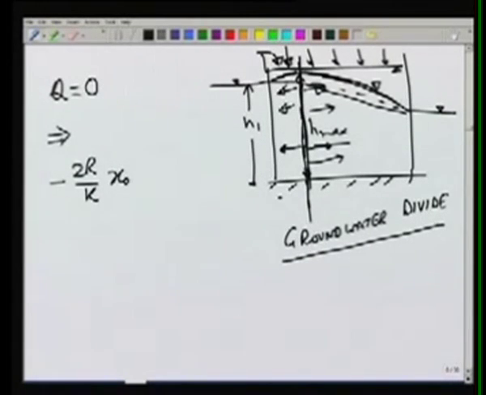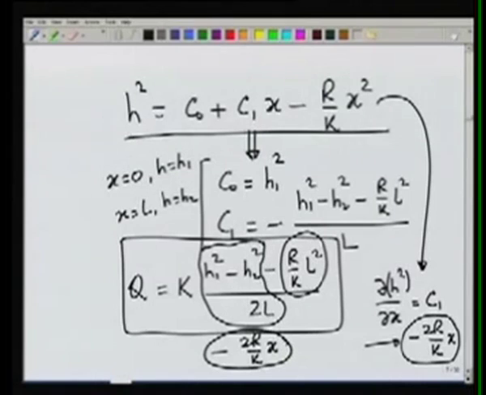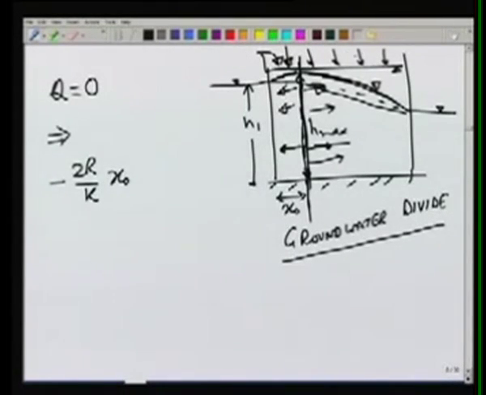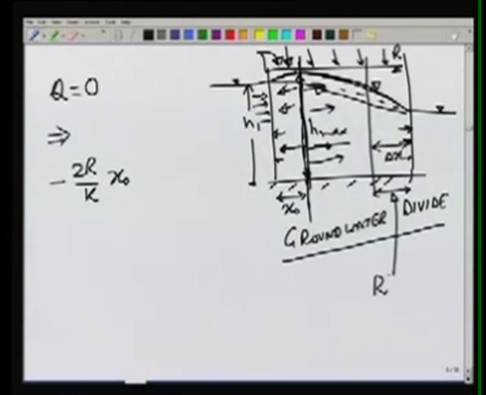Let's call this point x naught. So 2R by K x naught will be the space dependent or spatially variable value of Q. This changes with space because of the recharge. So there is some recharge coming in from the top, and there is some flow, let's say, coming in from this water body or going into this water body. If we take any section here, the amount of flow which is coming in because of recharge is R into whatever delta x we have considered.